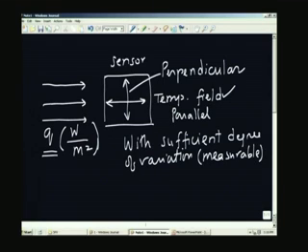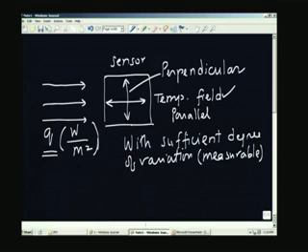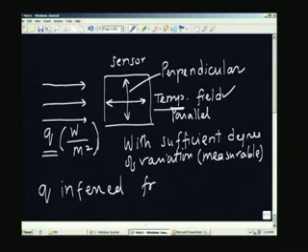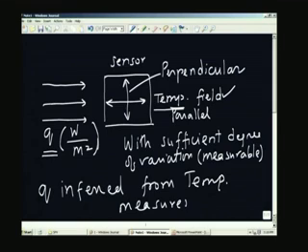Actually, you will now realize that even though I have not specifically mentioned, the heat flux is going to set up a temperature field, and therefore, I am measuring the heat flux by measuring the temperature. Therefore, Q is inferred from temperature measurement. And of course, we have already discussed the measurement of temperatures by various methods.